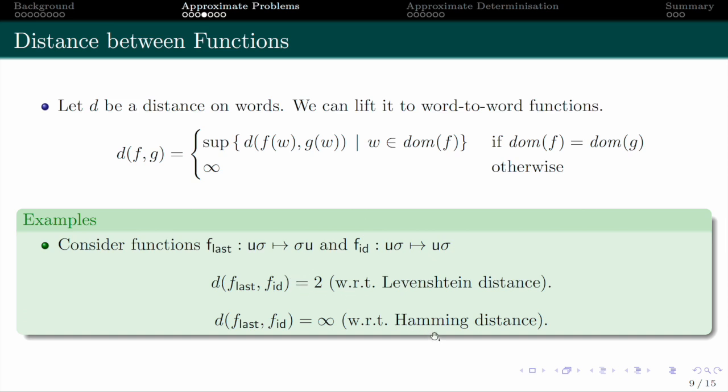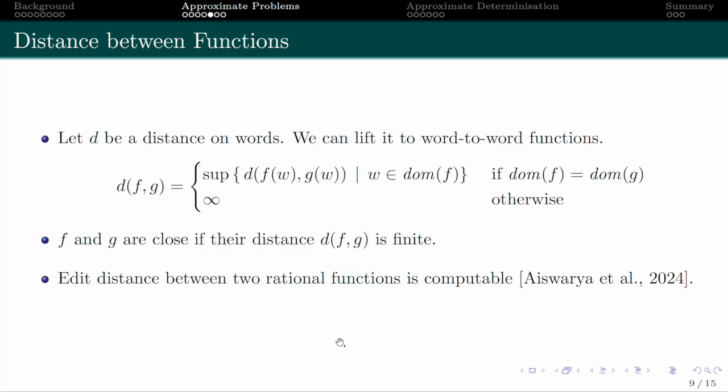However, in the case of Hamming, since only substitutions are allowed, there are input instances where you may have to substitute each letter in the output to obtain the other output. And as the length of the word increases, the distance also increases, and when you take the supremum, their Hamming distance becomes infinity. So this is how we define the distance between two functions.